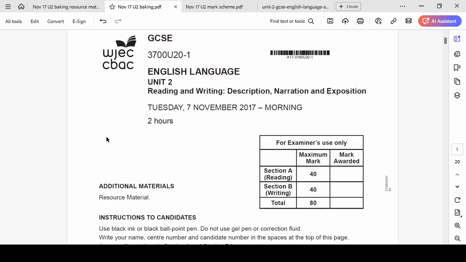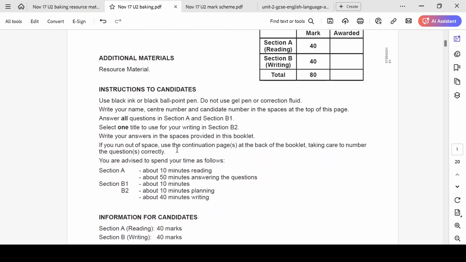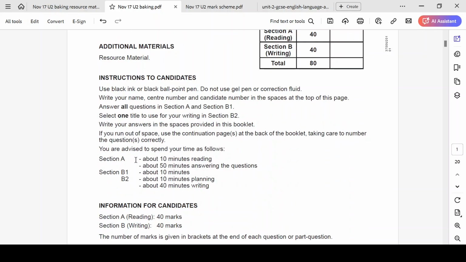I think perhaps the first thing to say is that a paper which is 2 hours long and is worth 80 marks, if you do the maths, it works out roughly 1.5 minutes per mark. And that's a pretty good guide, because if you look at how long they suggest you spend on section A, for instance, so an hour in total, so 60 minutes, 40 marks, that's roughly 1.5 minutes per mark, isn't it? And then for section B, again, worth half the marks, 40 marks, but again, they suggest you spend an hour.